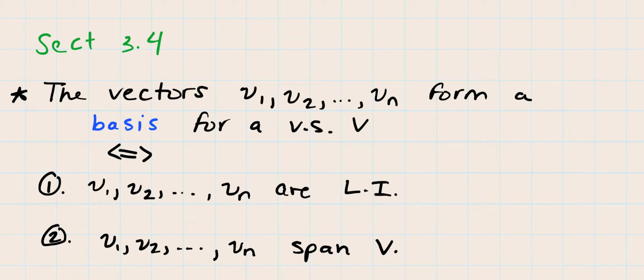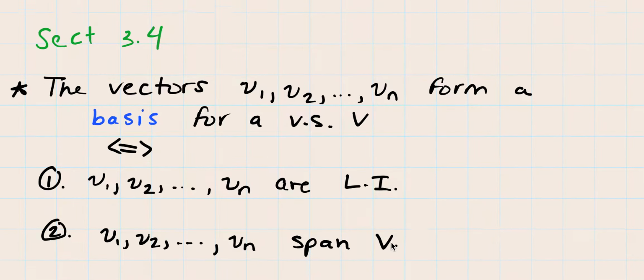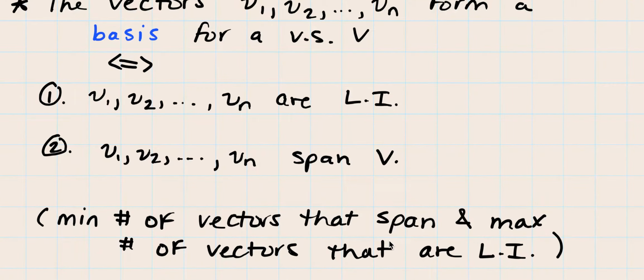We ended the last video talking about a basis for a vector space V. So we said that the vectors v1 through vn form a basis if you can show two things: that the vectors are linearly independent and the vectors span your vector space V. We also mentioned that a basis is the minimum number of vectors that span your vector space and the maximum number of vectors that are linearly independent.